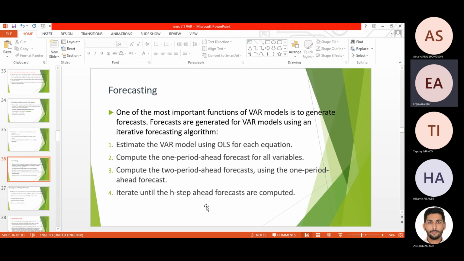Forecasting. One of the most important functions of a VAR model is to generate forecasts. Forecasts are generated for a VAR model using a forecasting algorithm. Estimate the VAR model using OLS for each equation. Compute the 1 period ahead forecast for all variables. Compute the 2 period ahead forecast using the 1 period ahead forecast, and iterate until the n periods, so each step ahead forecast is computed.